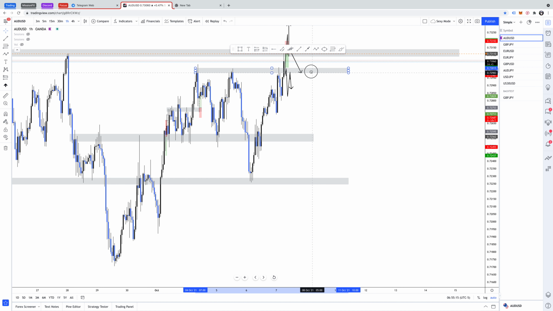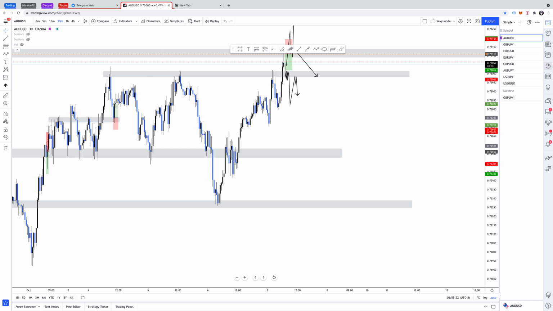I'll have to adjust this zone once price actually gets there and starts showing respect. I'll just adjust it to wherever the wicks are hitting and closing. So that's it, plain and simple.